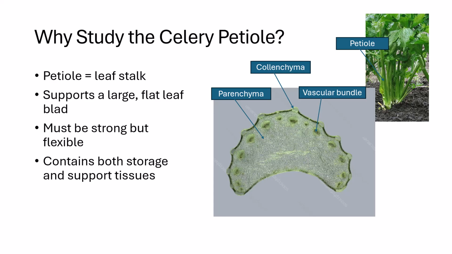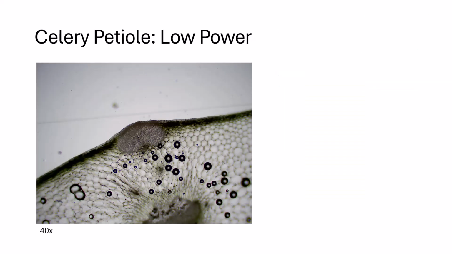As you observe the celery slide, think about how the location and structure of each tissue type reflects this balance between support and flexibility. Begin by viewing the prepared celery petiole slide under medium power. At this magnification, focus on the overall organization of the tissue. Notice the outer epidermis and the ridge regions just beneath it. Look for areas where cells appear elongated and more tightly packed near the edges, and areas where cells appear larger and more loosely arranged towards the center.